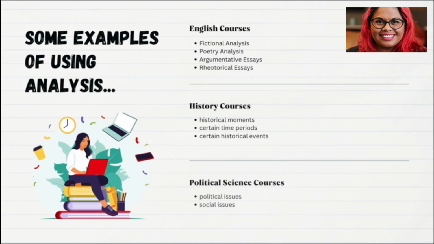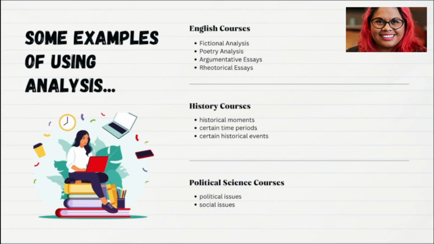Here are some brief examples of the type of analysis you might do within your college courses. For English courses, you might be working on a fictional or poetry analysis, where one might discuss the importance of certain symbolism from a certain story or poem, and so on. Or even in an argumentative or rhetorical paper, where one might analyze the importance of certain discussion points in their essays. Or let's say for a history class, you might have to analyze a certain historical moment that happened, and you will have to explain the importance of that moment.